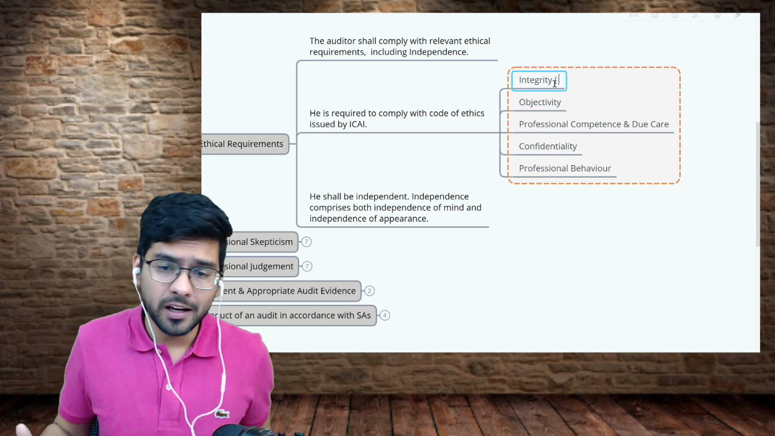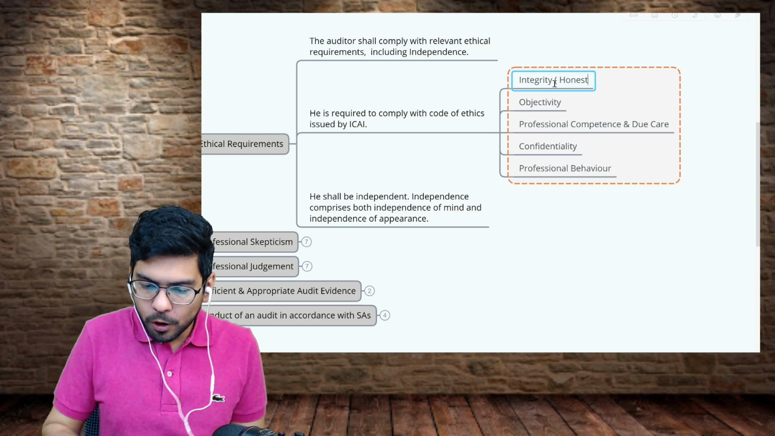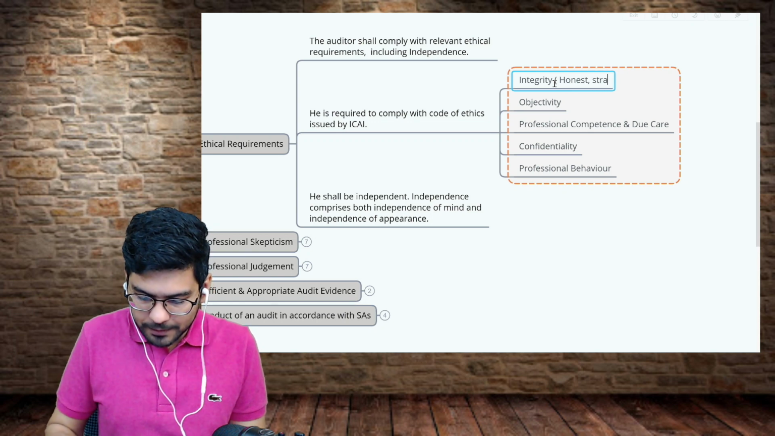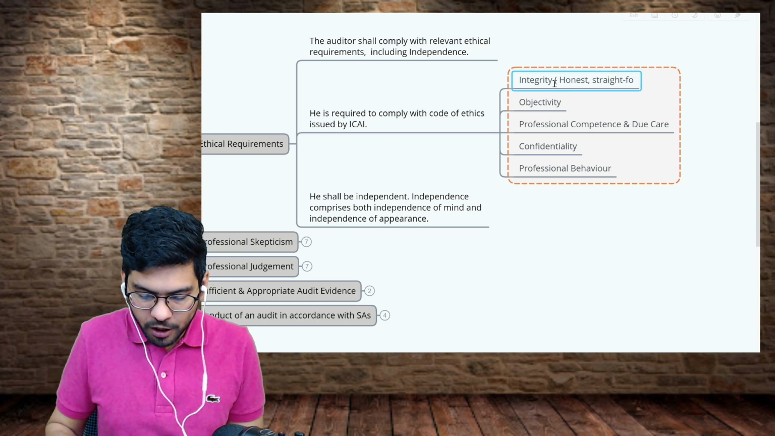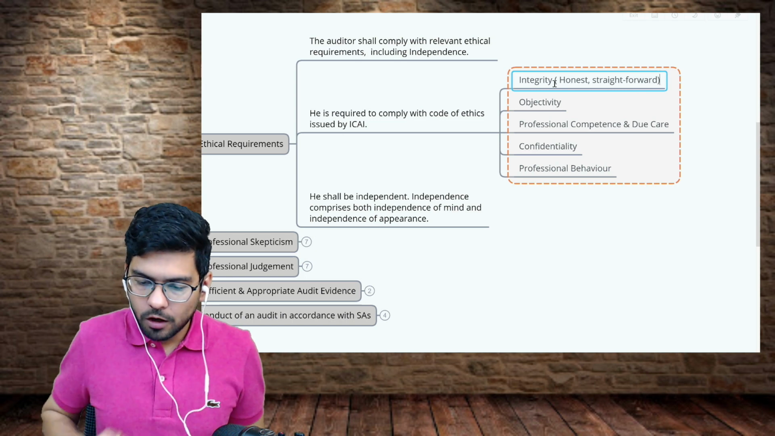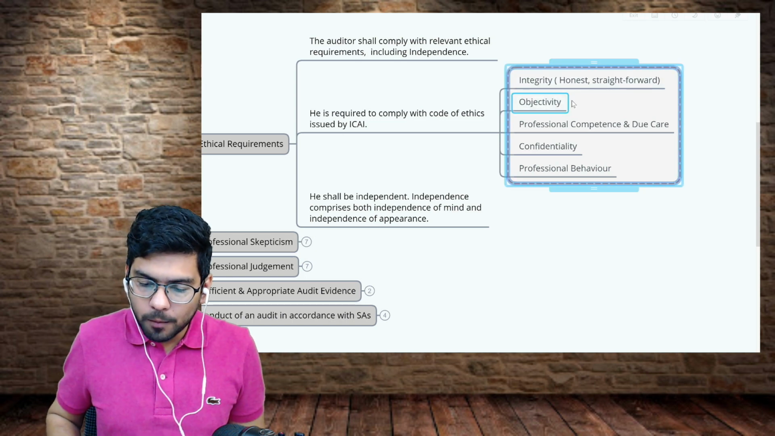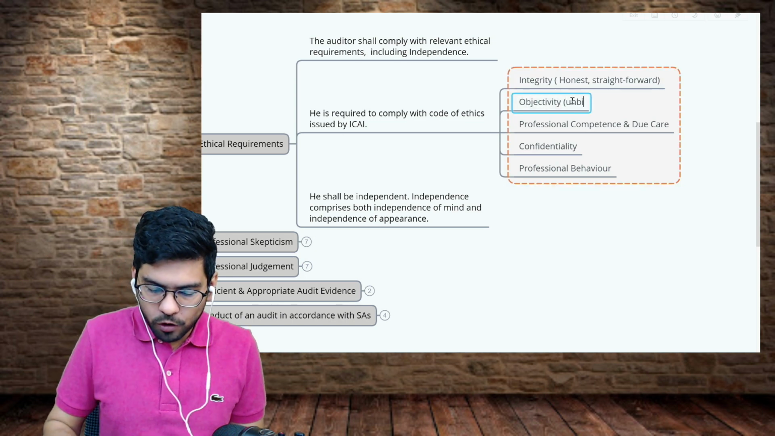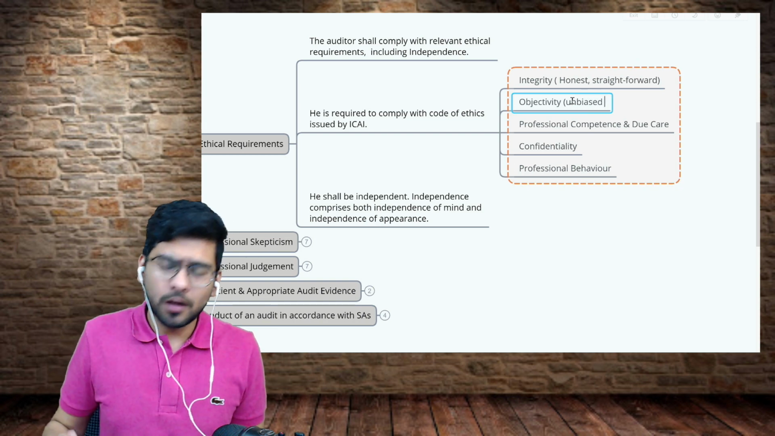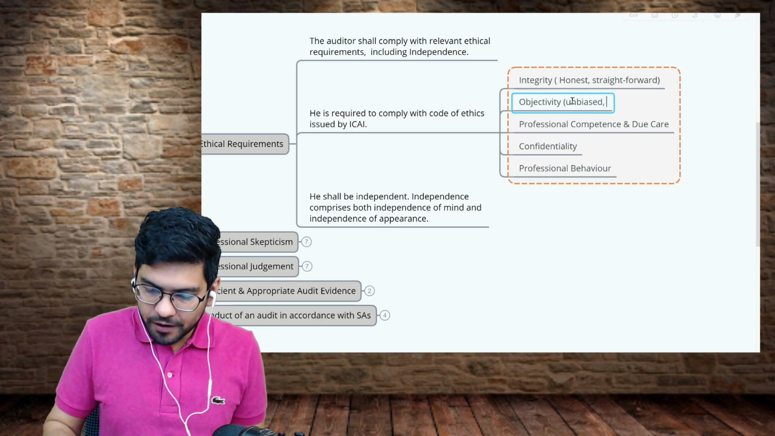When I say integrity, guys, I'll write it in short here. Integrity means I have to be honest. I can also write, let's say, I have to be very straightforward here. When I say objectivity, objectivity means I have to work in a very unbiased way, or let's say I have to be very impartial.